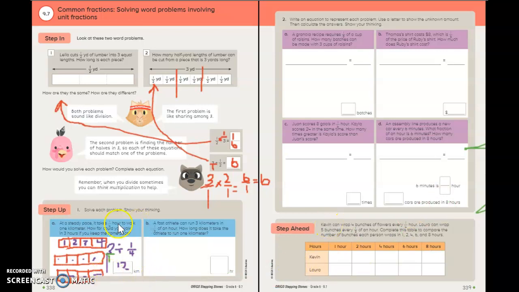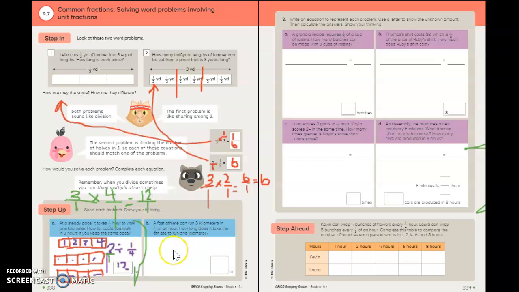If I have 3 over 1, and then I flip that second fraction on its head, so now it says 4 over 1, and if I multiply straight across, I get 12 over 1, which we know is equal to 12.